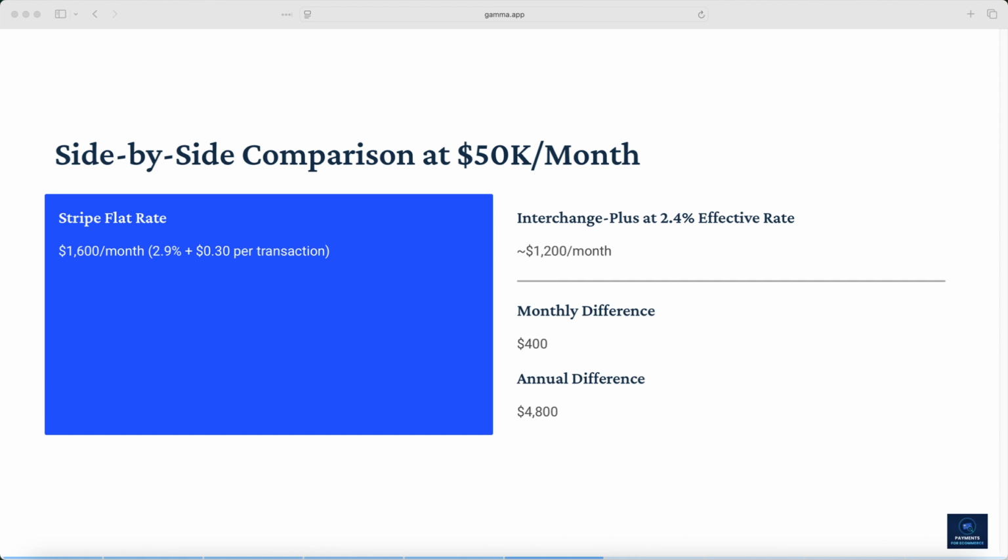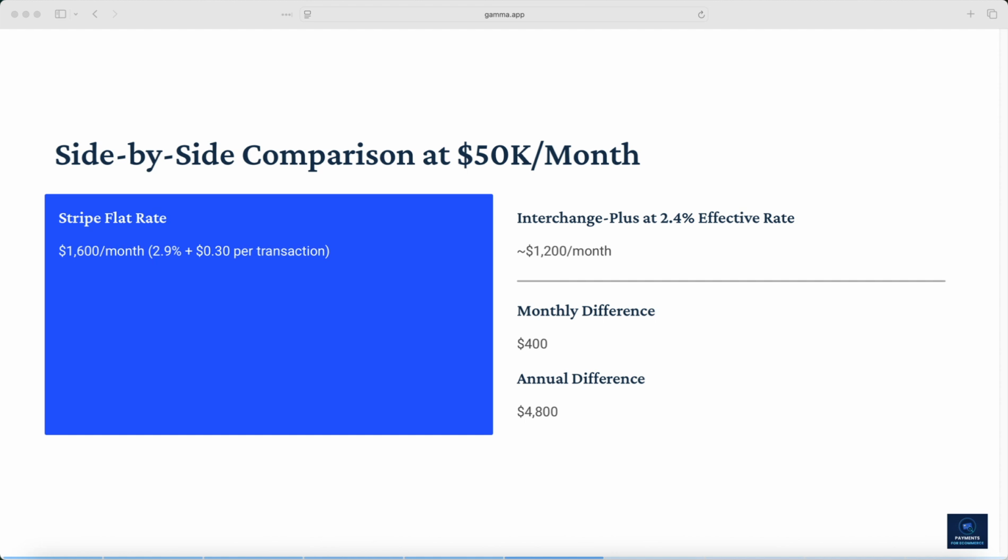Let's put some real numbers on this. Say you're doing $50,000 a month in card volume, and I did this in an earlier video. $50,000 a month in card volume, that's a pretty common threshold for a growing e-commerce brand. Now, on Stripe's flat rate of 2.9% plus 30 cents, depending on the average ticket size, you're looking at roughly $1,600 a month in processing fees.